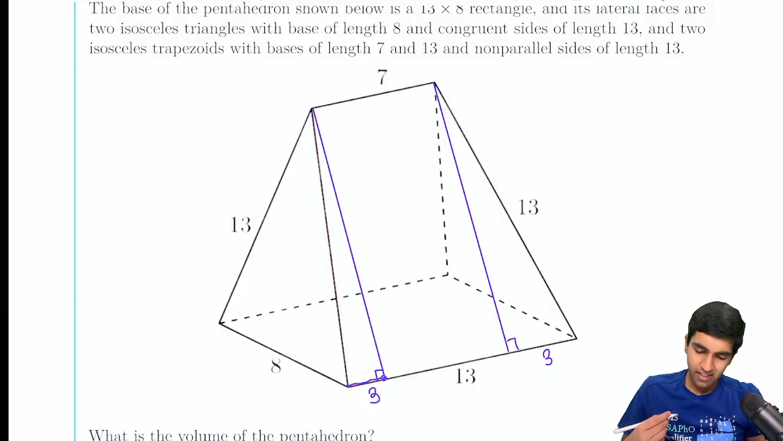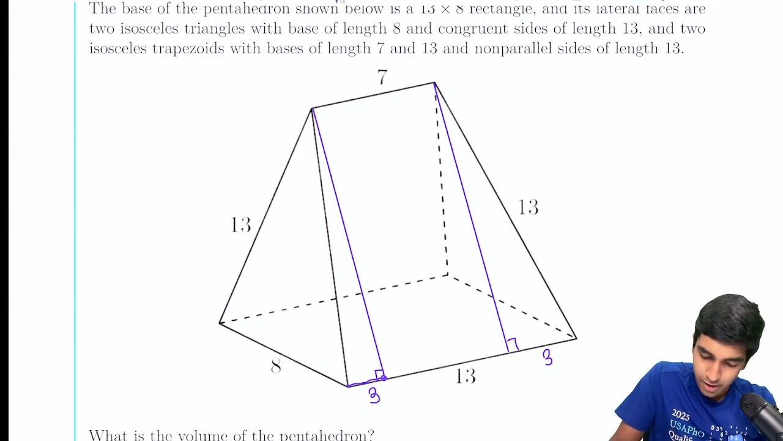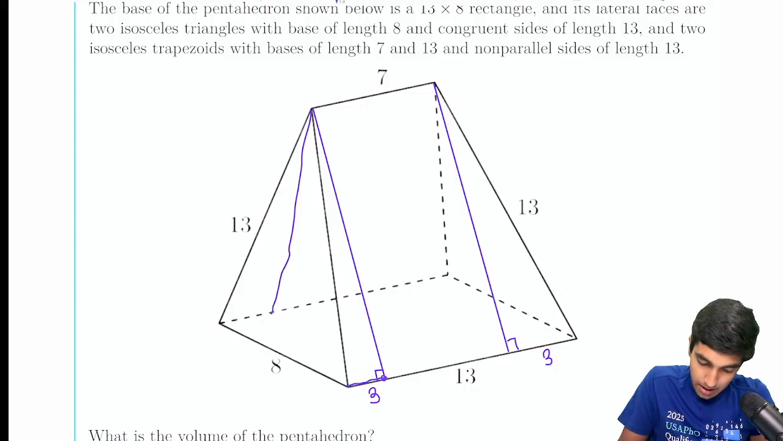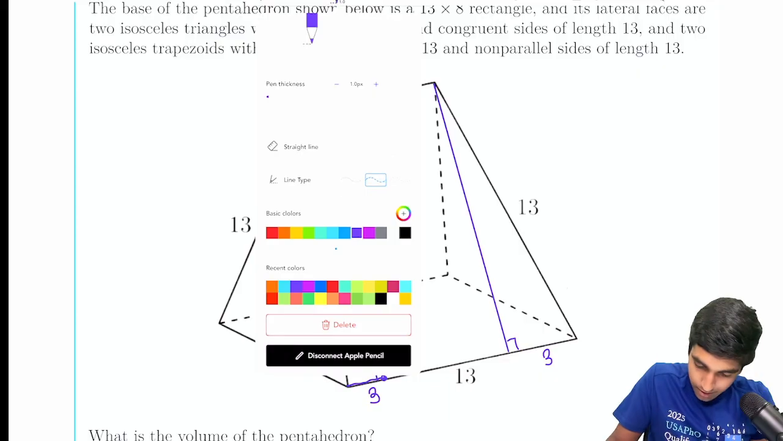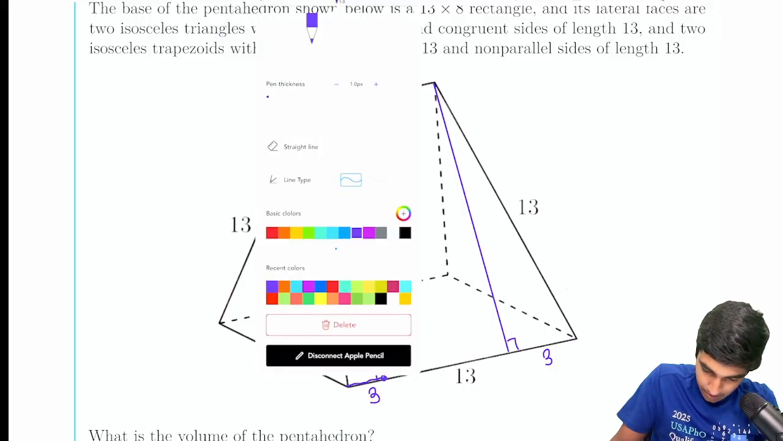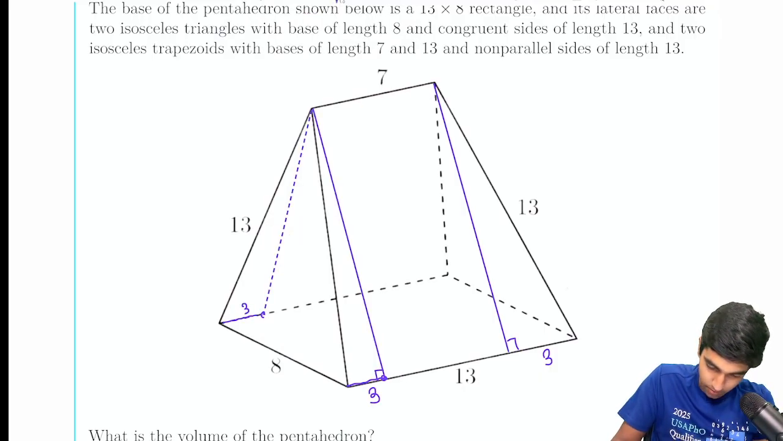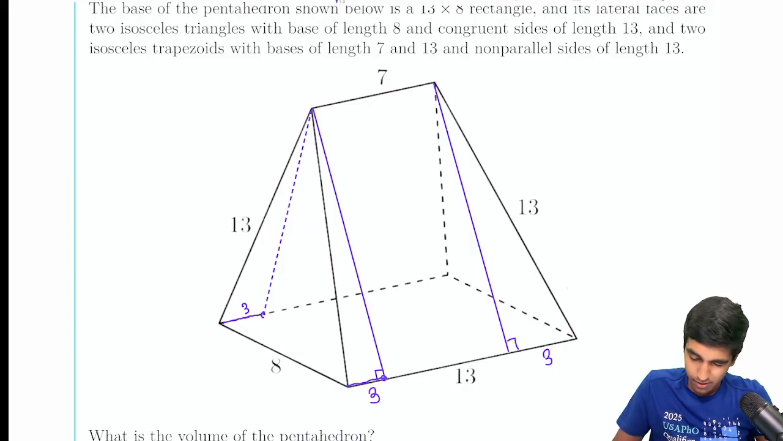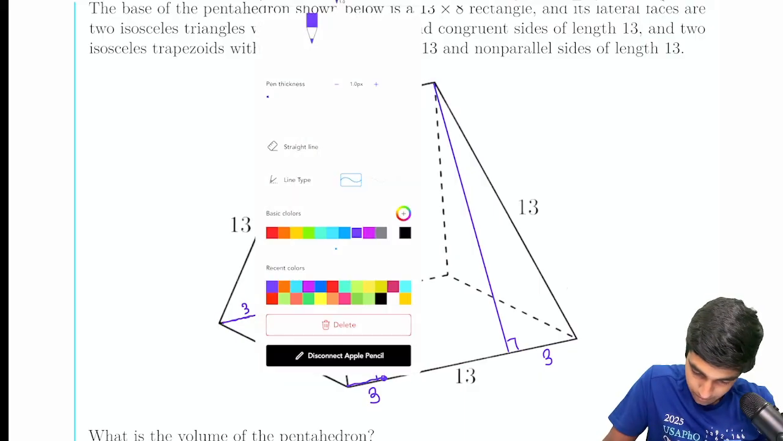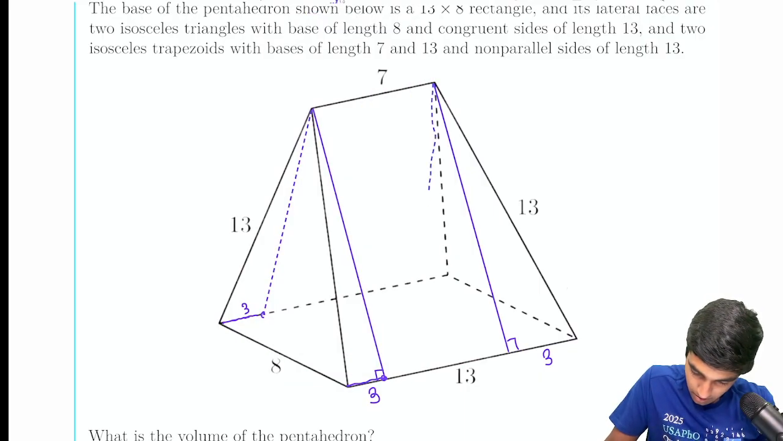Okay, so 3, 8, and let's see if we can divide up this weird region into some shapes that we actually know how to find the volume of individually. I'm going to use dotted lines for that, the amazing dotted line feature. It's really cool. So we have 3 here, this is 3, and then let's do the same thing on the other side, where this part over here is 3.